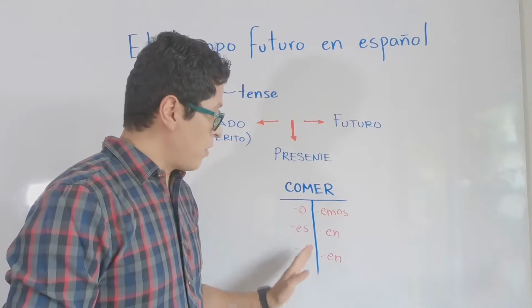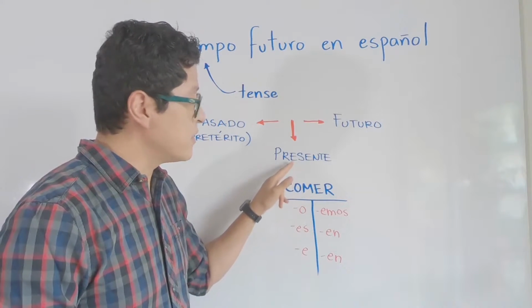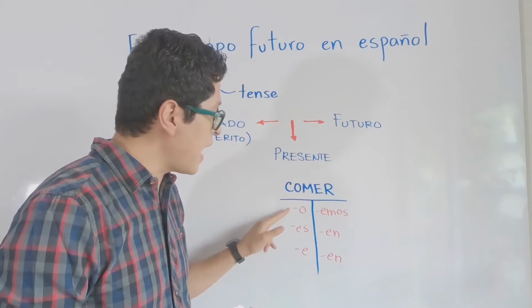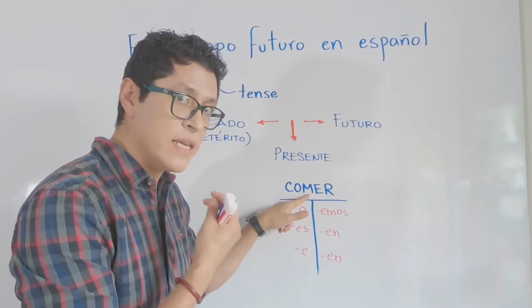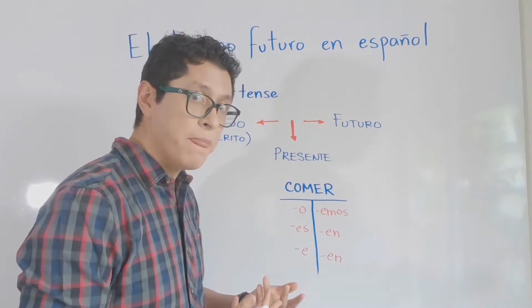I put it here because this is the present tense, and this is how you change it. This is the verb to eat. In Spanish we say comer.